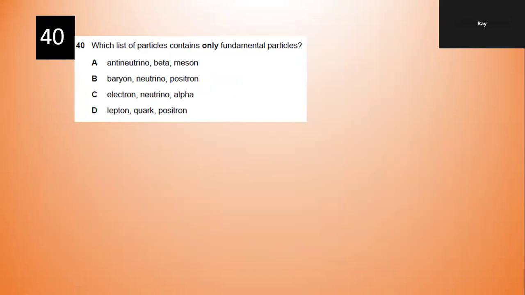Which list of particles contains only fundamental particles? This one is more memory work. What's your answer? I put D. Baryon is a neutron, a proton. Oh, okay.